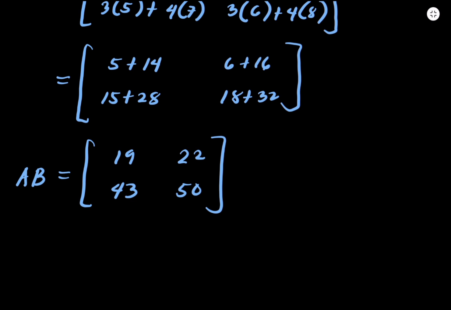Okay? So here is the quick recap. So remember this simple rule for matrix multiplication. First, row times column. Second, multiply corresponding entries. And then next, add the results.